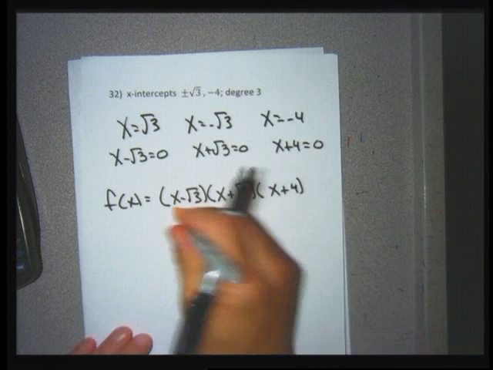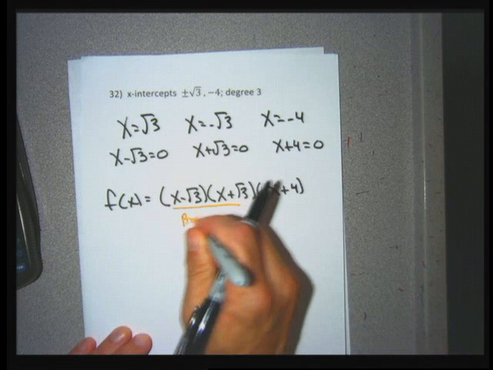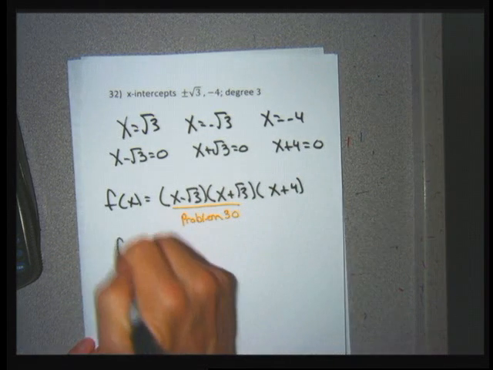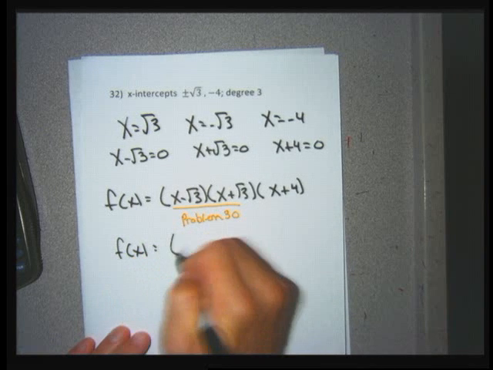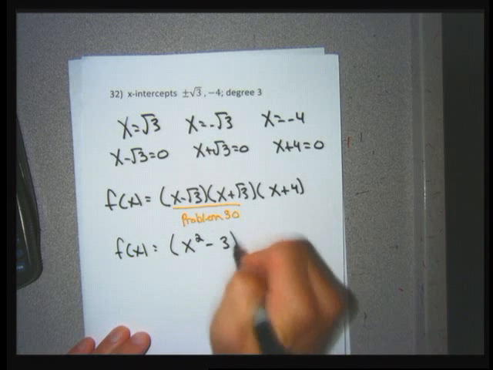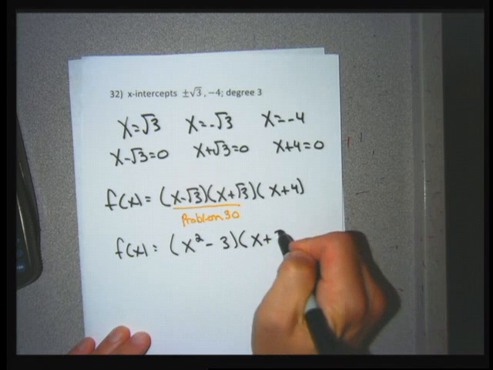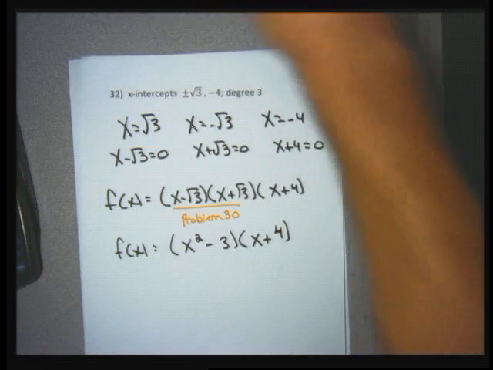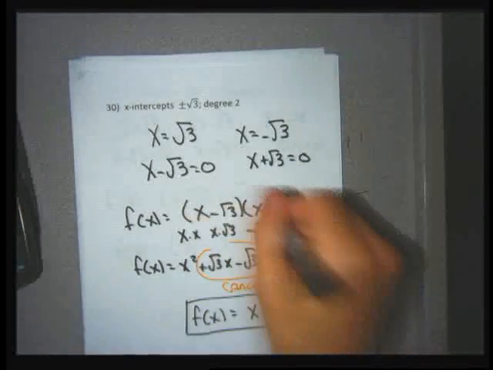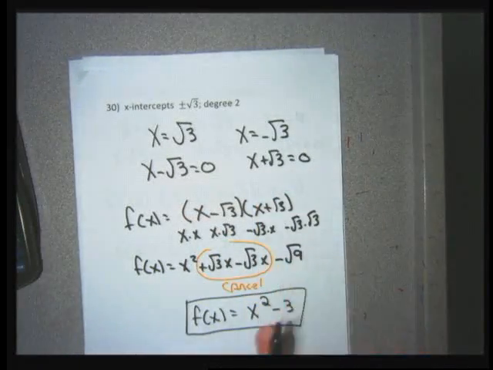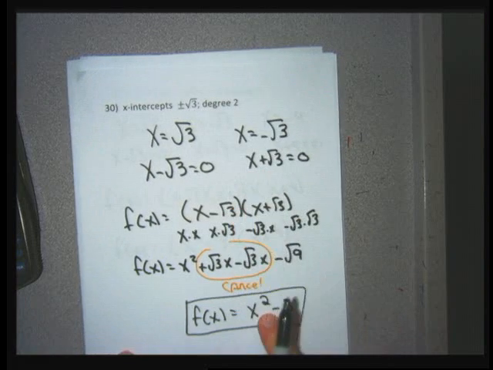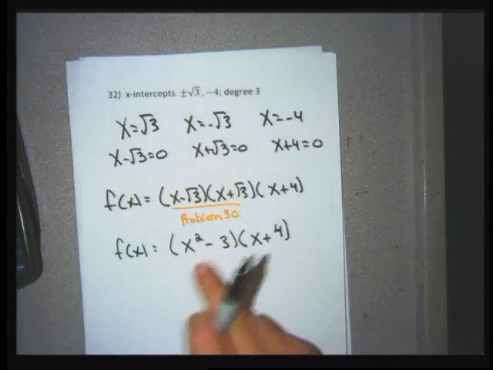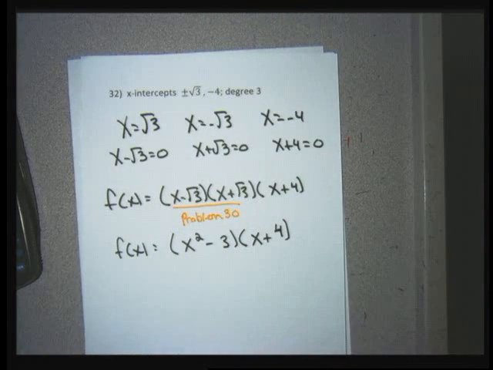This multiplying, that's what I just did in problem 30. I don't need to FOIL it again. I've already FOILed that. I know that it comes out to be x squared minus 3. And I'm not going to reinvent that multiplication. I could do exactly those steps again. They're not going to be different the second time through because I didn't make a mistake. So that multiplication, the first two parentheses, comes out to be x squared minus 3.